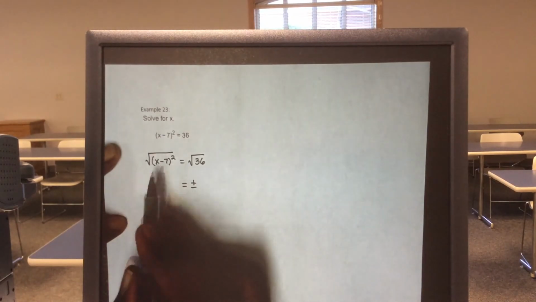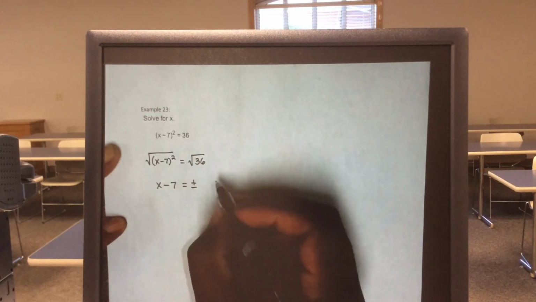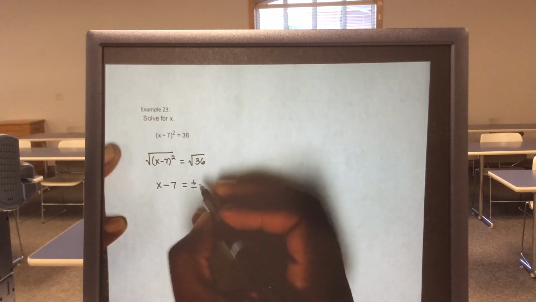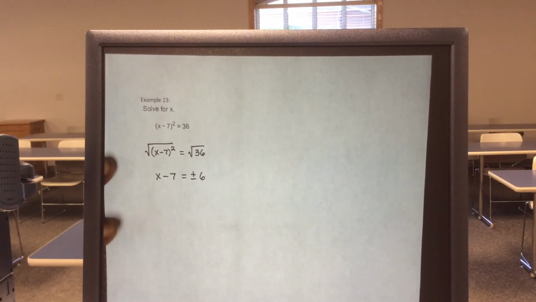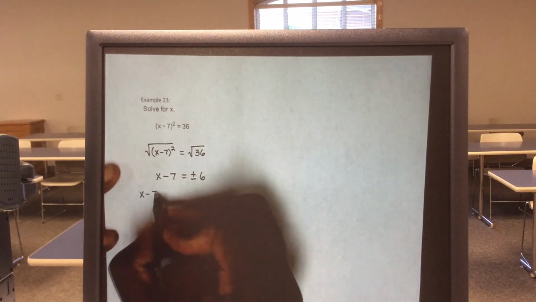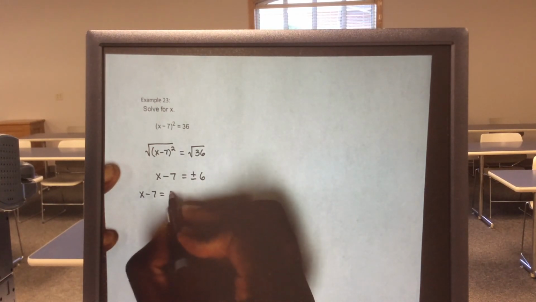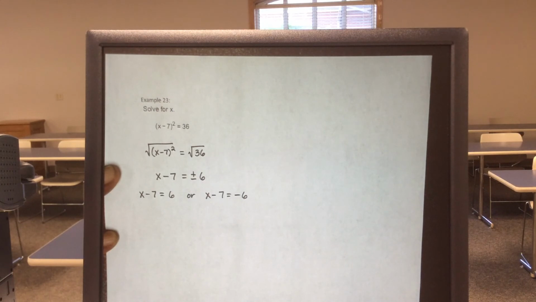The square root of x minus 7 quantity squared will be x minus 7. The square root of 36, what number times itself will give you 36? It'll be 6. So here we're going to have x minus 7 equaling the plus or minus 6. In this case, we got two equations here. One equation will be x minus 7 equal to positive 6, or x minus 7 equal to negative 6. And each equation we're going to solve for x here.